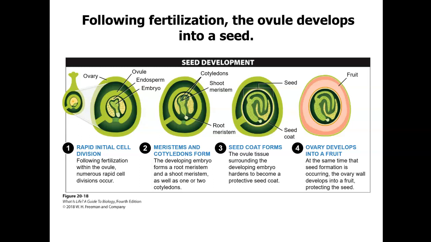1 or 2 cotyledons. Then next you're going to have the seed coat that's going to form. So the ovule tissue surrounding the developing embryo is going to harden to become a protective seed coat. Then the last step, the ovary is going to develop into a fruit. At the same time that the seed formation is occurring, that ovary wall develops into a fruit and it protects the seed.